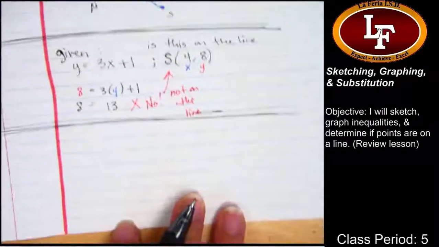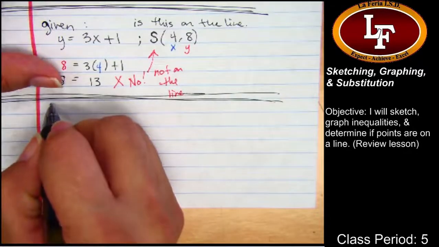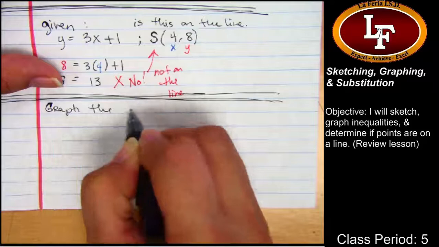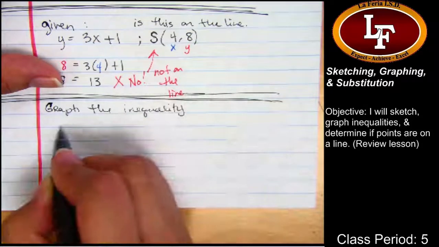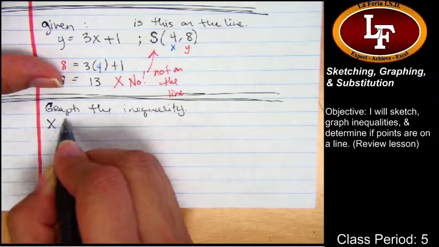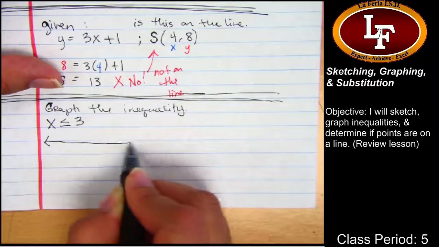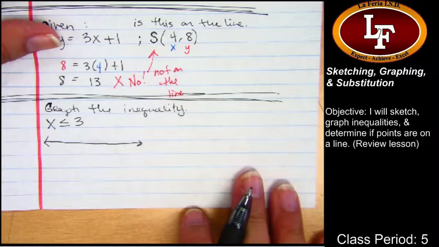And here's the last section that I saw a lot of people struggling with. It was graph the inequality. And you were given something like this. X is less than or equal to 3. And you were given some sort of number line. And that's all you were given. And you had to graph this thing.